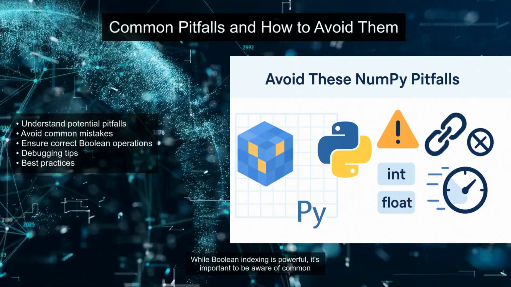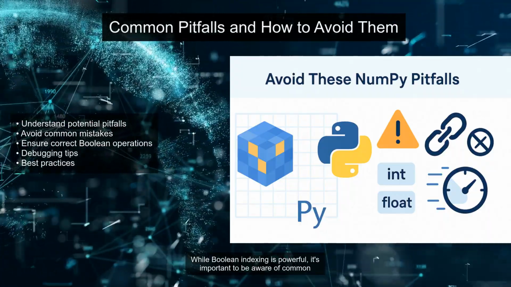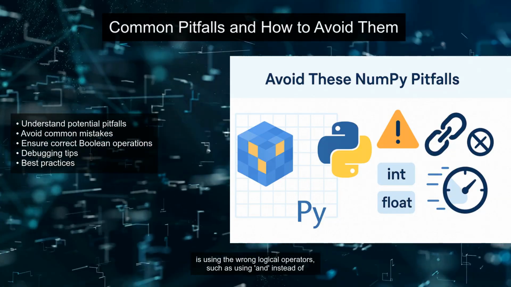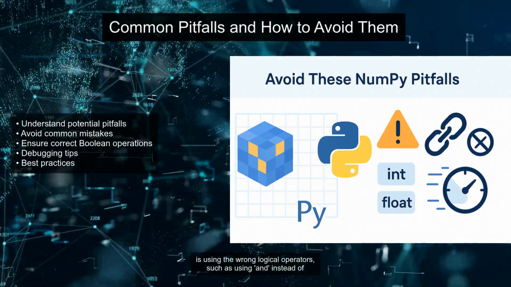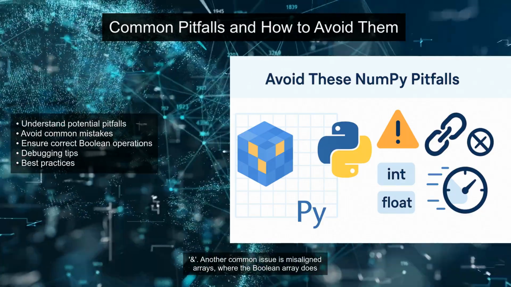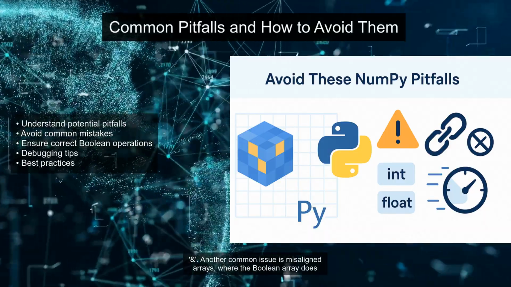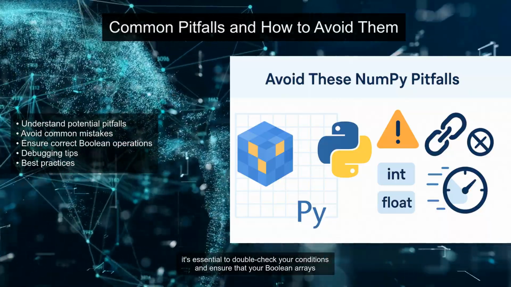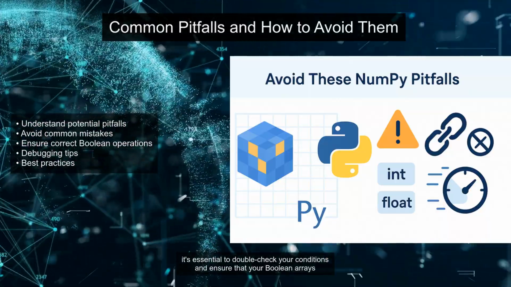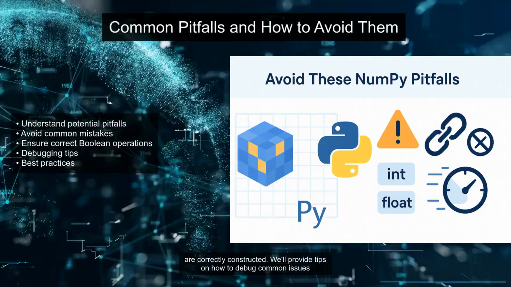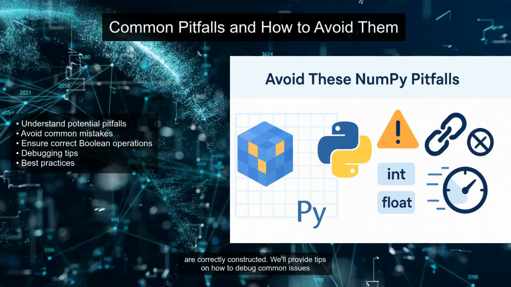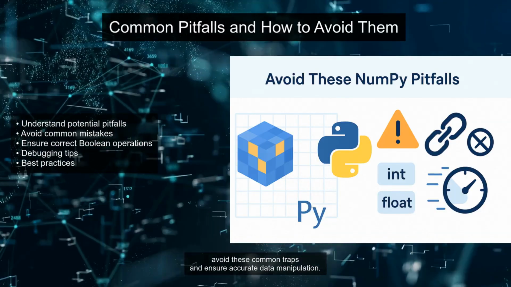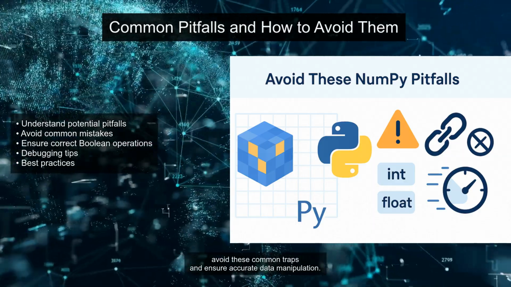While Boolean indexing is powerful, it's important to be aware of common pitfalls that can lead to errors or unexpected results. One frequent mistake is using the wrong logical operators, such as using an instead of and. Another common issue is misaligned arrays, where the Boolean array does not match the shape of the data array. To avoid these pitfalls, it's essential to double-check your conditions and ensure that your Boolean arrays are correctly constructed. We'll provide tips on how to debug common issues and share best practices for using Boolean indexing effectively, helping you to avoid these common traps and ensure accurate data manipulation.